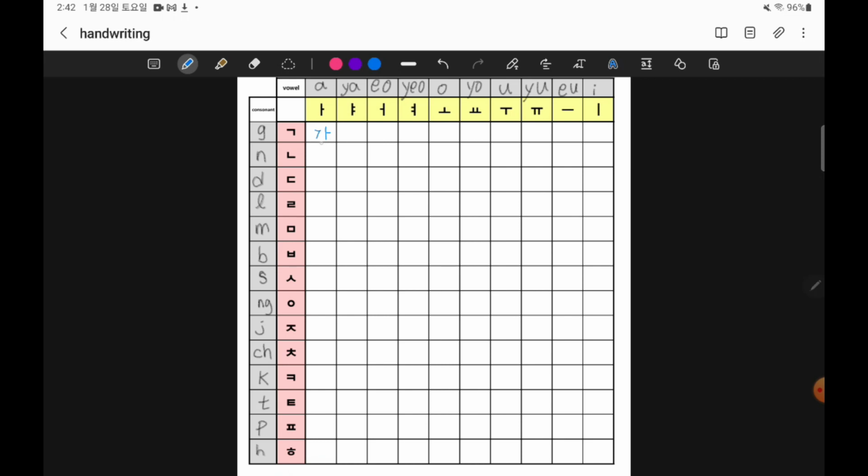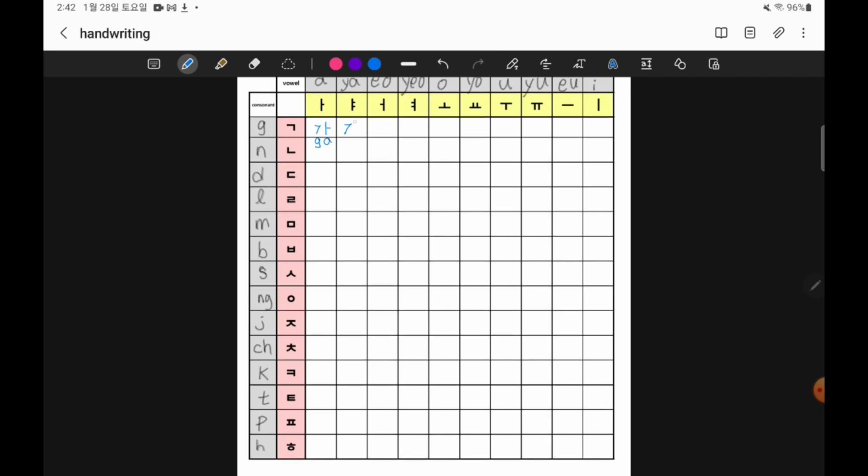When you combine them, you can say 가. And how about this? 그 and 야, so we say 갸. Right. And this, 거, 겨, 고, 교, 구, 규, 그, 기. Perfect.